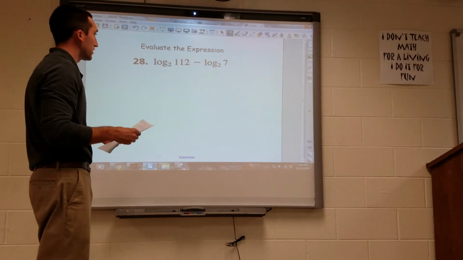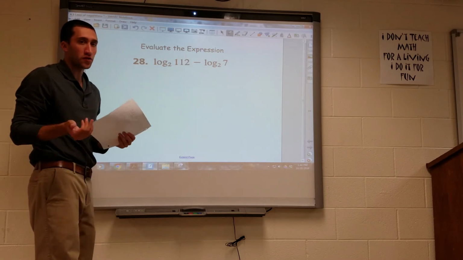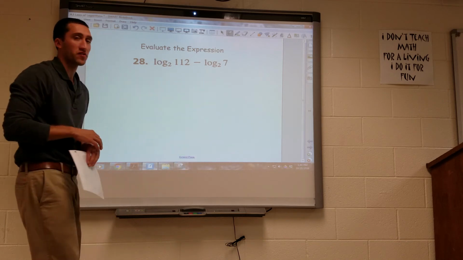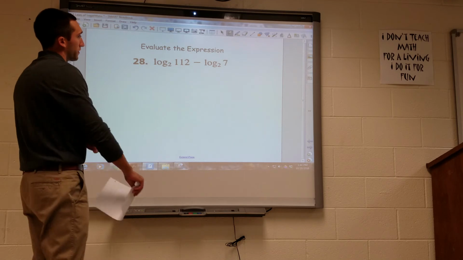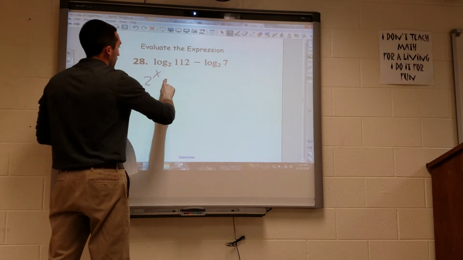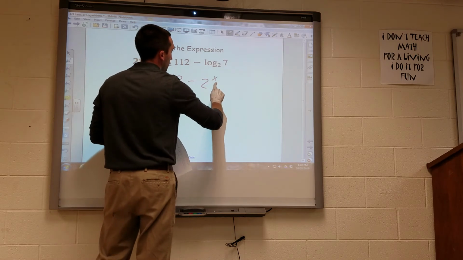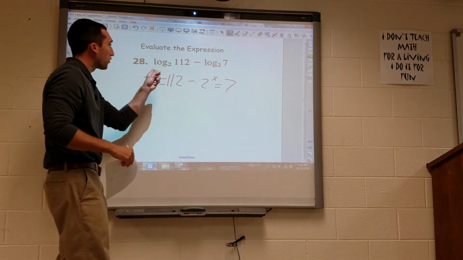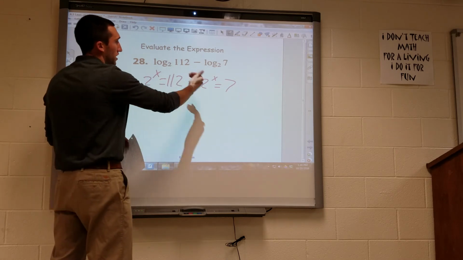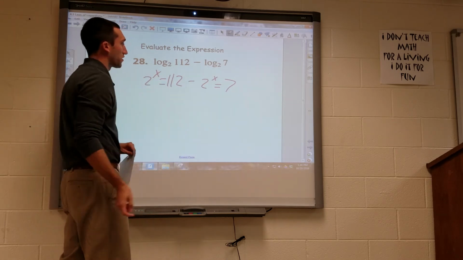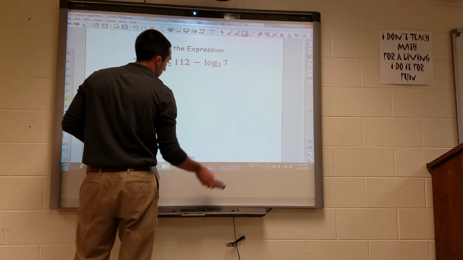Our calculator can't do log base 2 of 112, right? And it can't do log base 2 of 7. And if you were to rewrite these, you'd get 2 to the x equals 112 here, minus 2 to the x equals 7 here, right? And those values, they're not nice numbers. There's no nice, neat number that'll give me these values. So we're going to use the laws of logarithms to rewrite it.